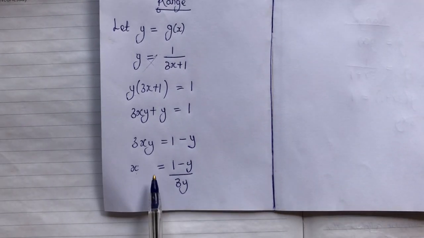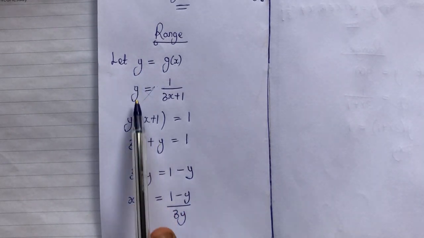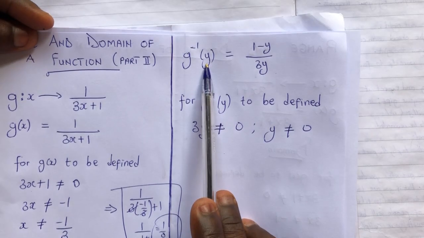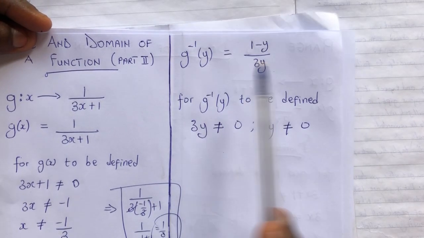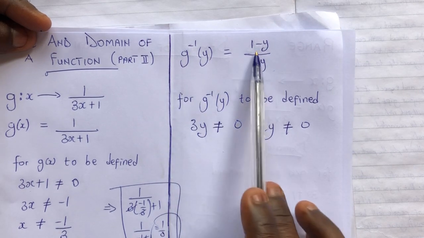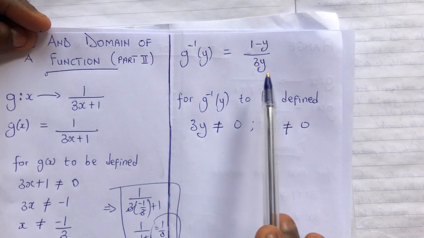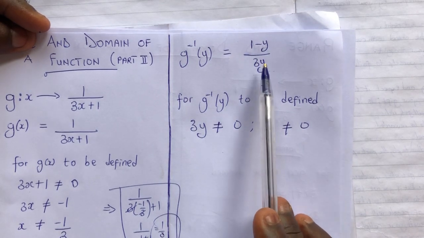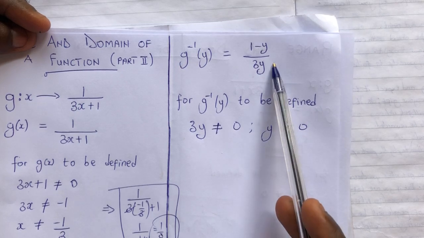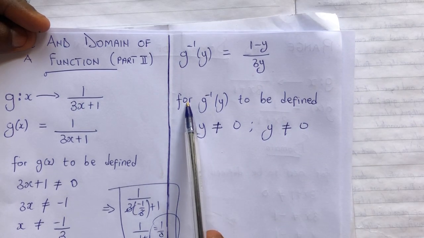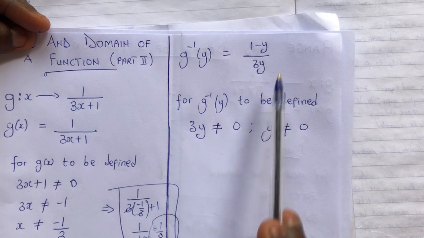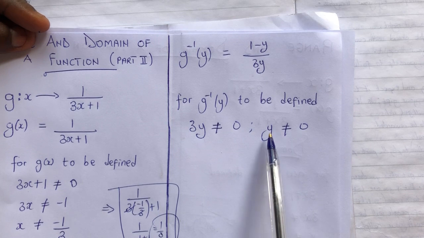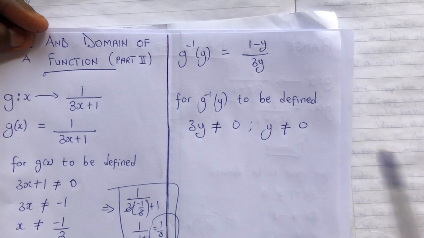Don't forget that we are working in terms of what? Y equals 1 out of 3x plus 1. That is why we have y here. We are working for y values. So now that you have written that, which is the same as 1 minus y out of 3y, the next step is to find the values that will make it defined. And to do that, the denominator must not be equal to 0. So for g inverse of y to be defined, 3y must not be equal to 0. That is the same as, if I make y the subject, then I'll get y must not be equal to what? 0. And that is it.